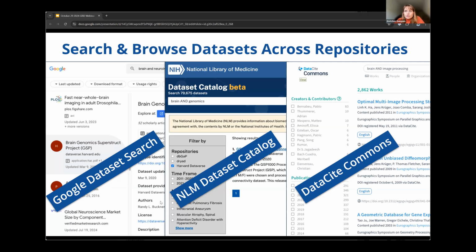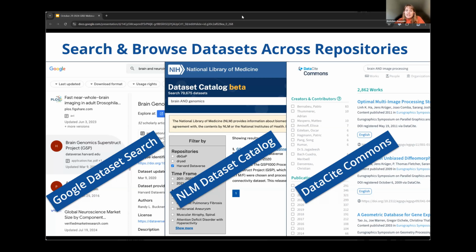Like any Google search, you're going to get a lot of hits back, and you're going to have to review a lot of them to figure out which ones are relevant. Another relatively new tool that aggregates data sources is the National Library of Medicine's data catalog, NLM's dataset catalog. Currently it curates data from a few of the GREI repositories, and has plans to add many more to its collection.